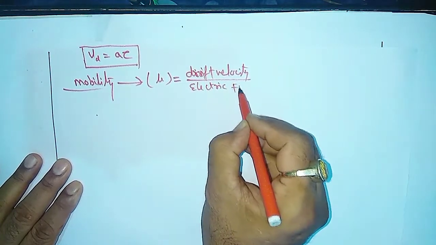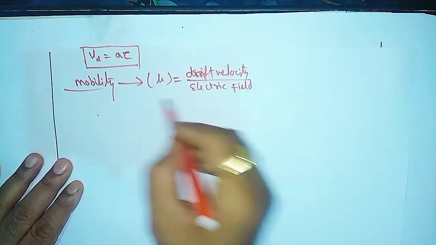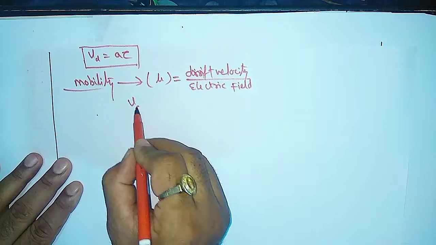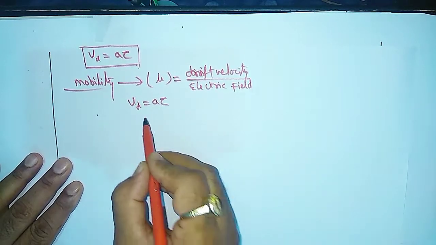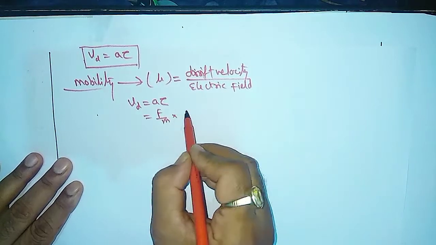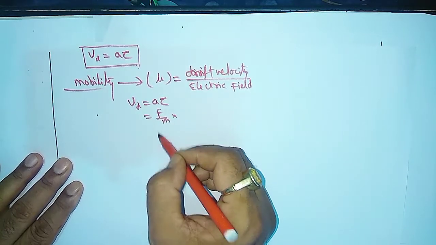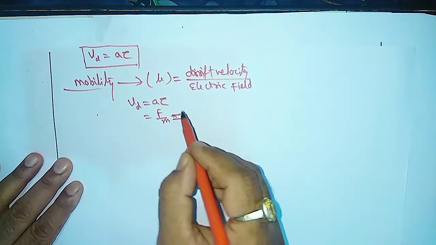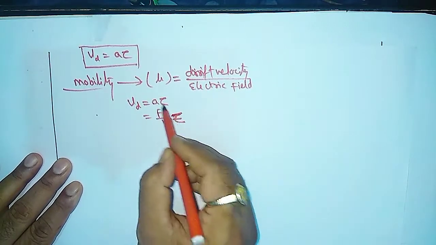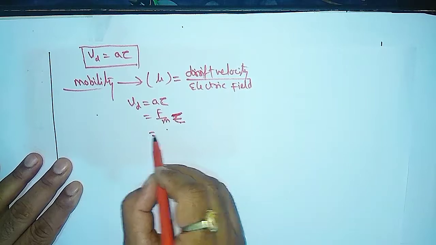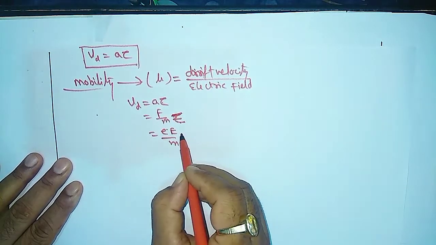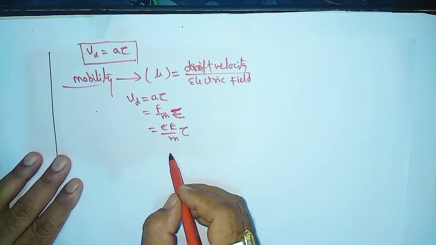Okay, electric field. This ratio is called the mobility. If we see the relation here, Vd is equal to a tau, and a means F upon m. Okay, clear? F upon m, and a tau you can write. A means F upon m and tau as such. So F is equal to E into E upon m tau. We can write like this.